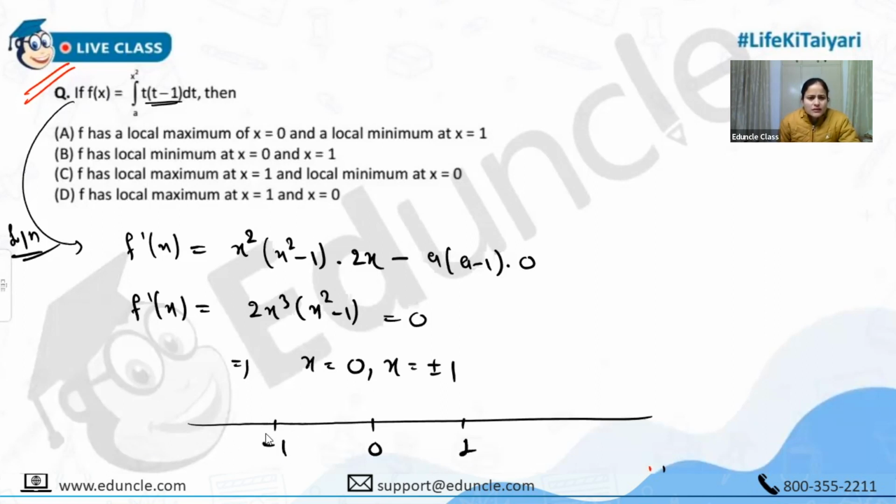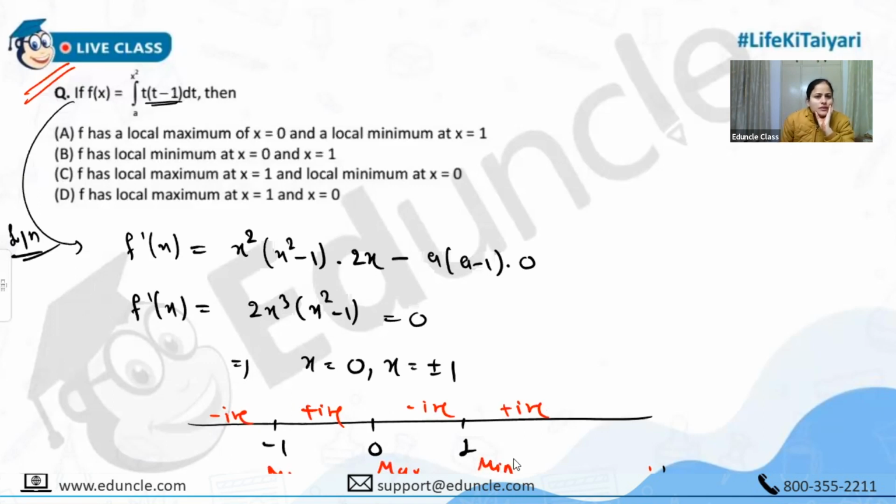For x less than minus 1, for example, I am putting minus 2. So I am getting negative here. Correct now? Between minus 1 to 0, supposing I put minus 1 by 2, it is negative, so the sign will become positive. For 1 by 2 it is positive. It is negative and it is going to be positive, so it is a point of local minima. This is a point of local maxima. And again, this is a point of local minima.